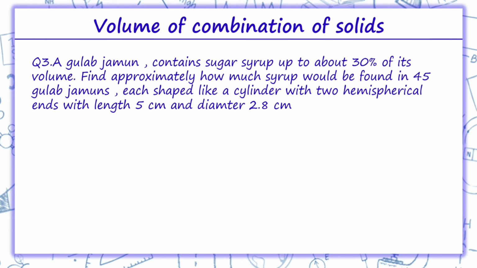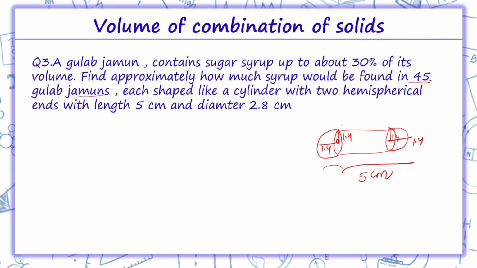Now the next question is: gulab jamun contains sugar syrup up to 30% of its volume. Find approximately how much syrup would be found in 45 gulab jamuns, each shaped like a cylinder with two hemispherical ends. Now these are like a cylinder with two hemispherical ends. Total length of the gulab jamun is 5 centimeter. Diameter is 2.8. That means radius will be 1.4. Now if radius is 1.4 of the hemisphere, so height is also 1.4. So this total length of the gulab jamun is 5.